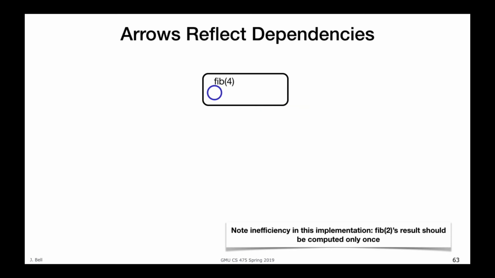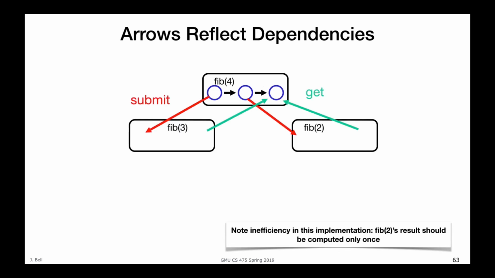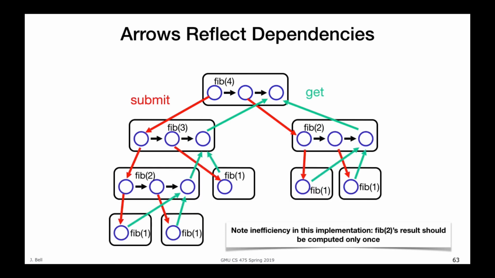So we can see how the DAG unfolds over time. We want to get Fibonacci of 4. Well, we have to get Fibonacci of 3 and 2. Well, first we have to make out those calls as we go down.